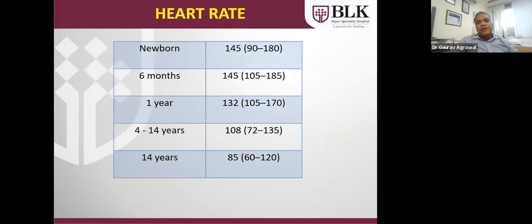As we all know, the heart rate varies with age. A newborn has the highest heart rate, and it gradually decreases as the age progresses.